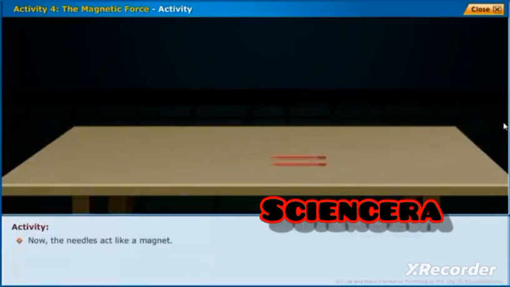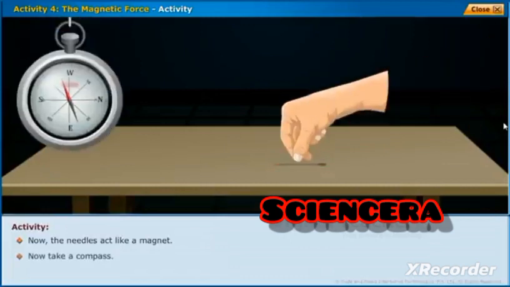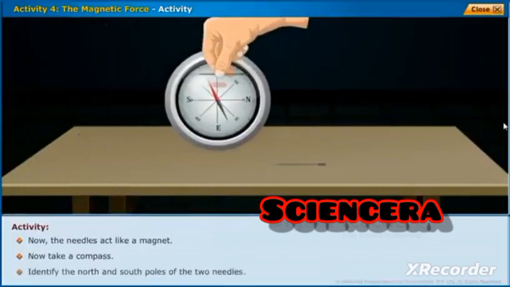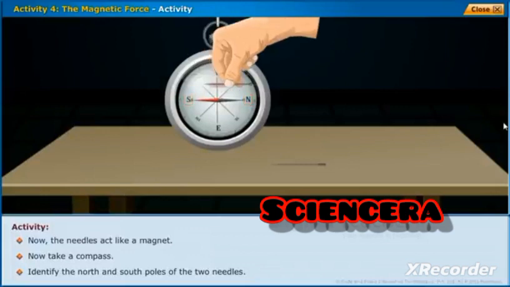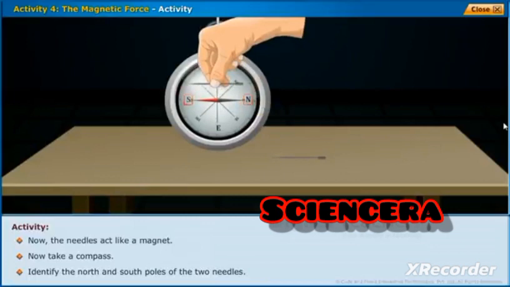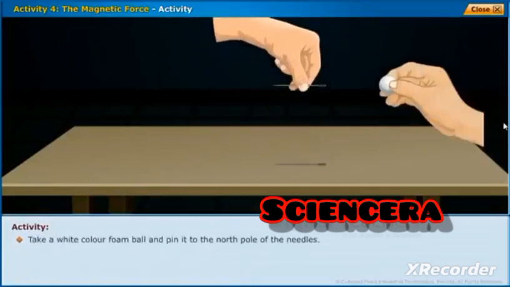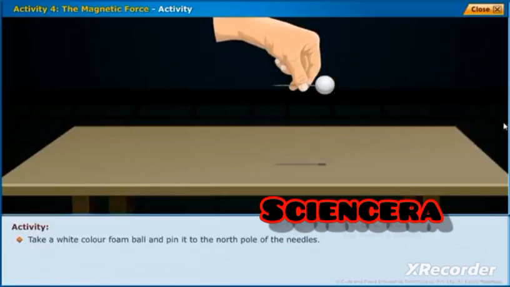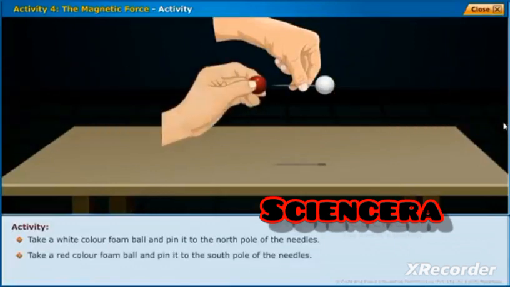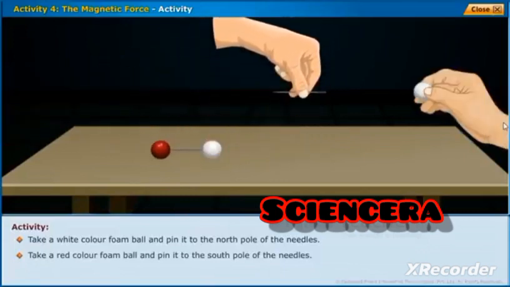Now, the needles act like a magnet. Now take a compass. Identify the north and south poles of the 2 needles. Similarly, identify the south pole of the needles. Take a white color foam ball and pin it to the north pole of the needles. Take a red color foam ball and pin it to the south pole of the needles.